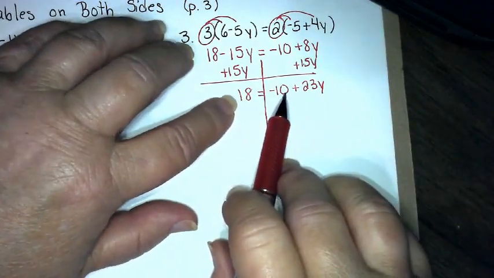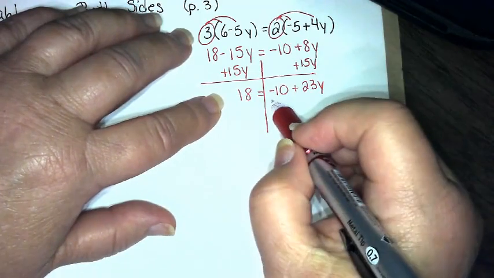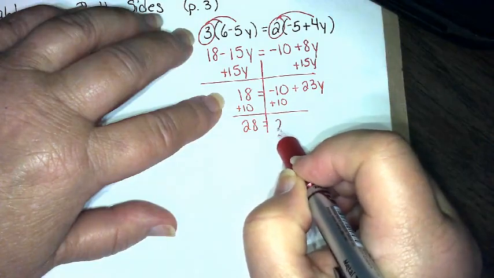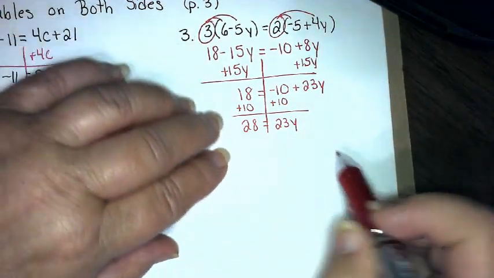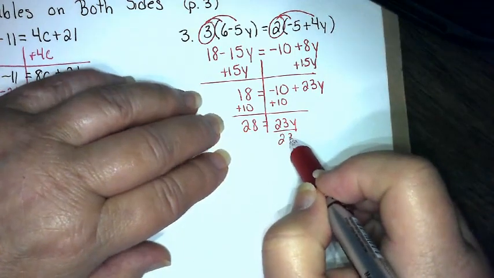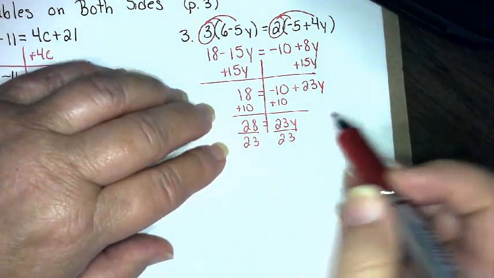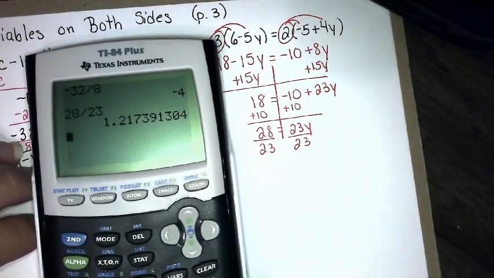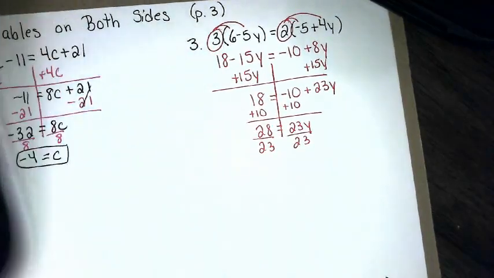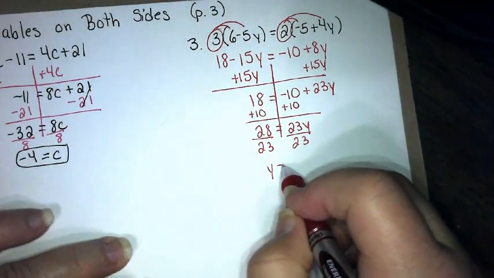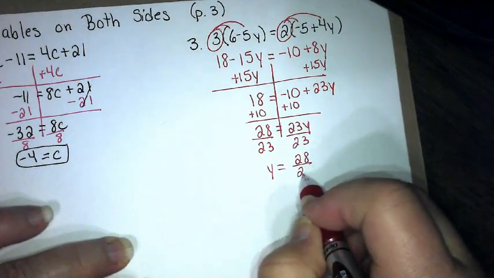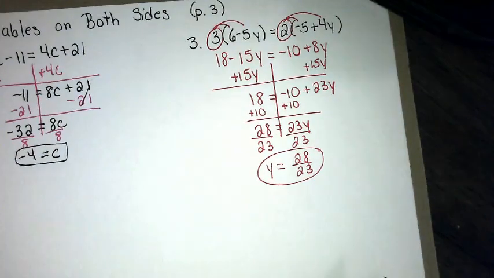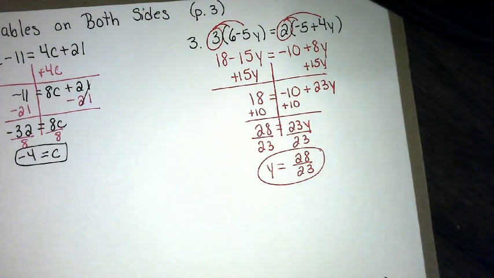Now I'm going to move all my numbers to the opposite side. So I will add 10 to both sides and get 28 equals 23y. And my final step is just to divide by 23. Now I'm pretty sure 28 over 23 is not going to be a nice fraction or a nice decimal. It is not. And since we want to leave our answer in exact form, we're going to say that y equals 28 over 23. You can just leave it like that. You don't have to give me a decimal unless the problem tells you to round off.